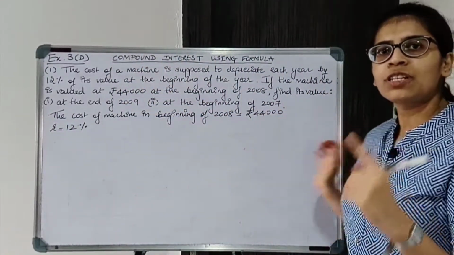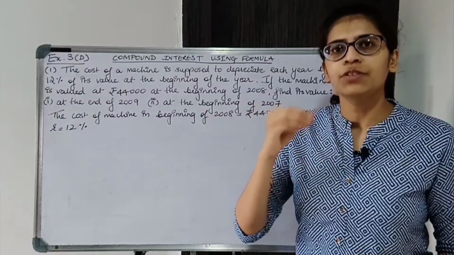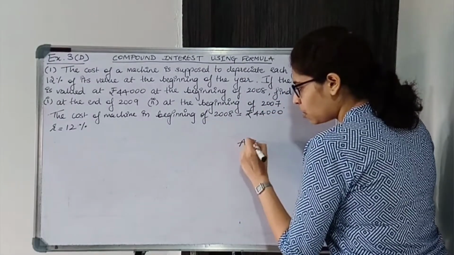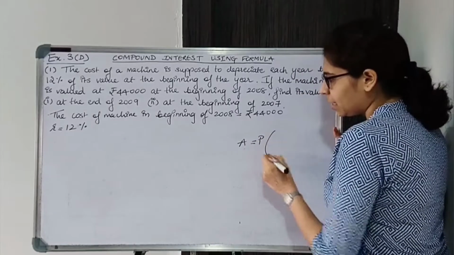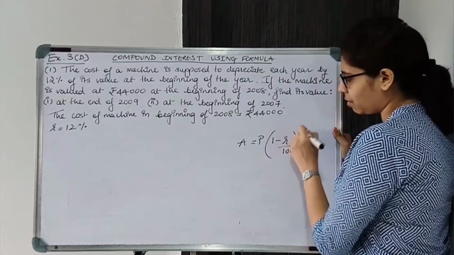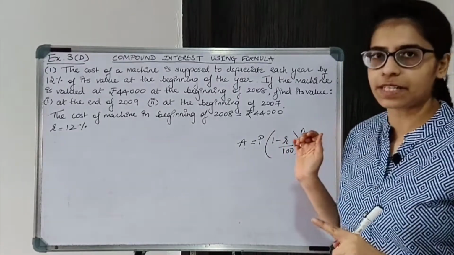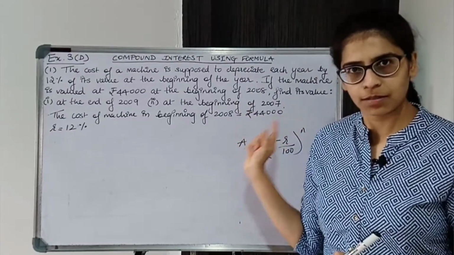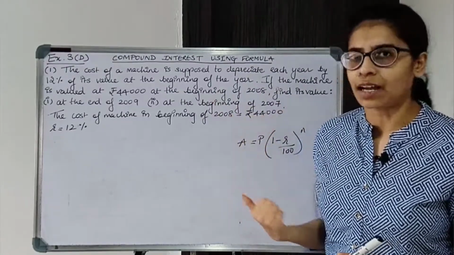Now the cost of the machine is decreasing. So when the cost of the machine is decreasing, what will you do? In the formula of amount, A is equal to P into (1 minus R upon 100) raised to N. You will subtract the 8%. So keep this in mind, whenever the value is decreasing, you will subtract. And when it is increasing, you will add.